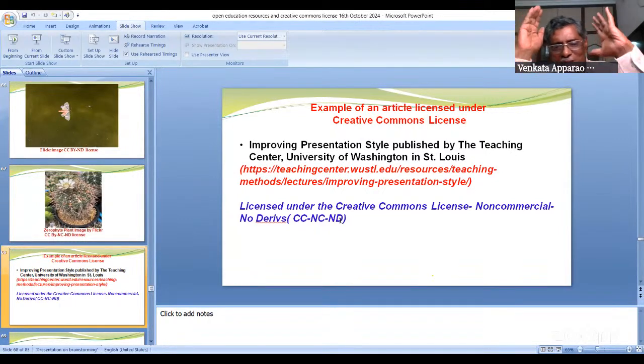It can be used only for non-commercial purposes and no derives. As it is, you can distribute to your students. You cannot modify. Non-commercial only. For commercial purposes, you cannot use. You cannot take that content, add some more content, publish in the form of a book and register under copyright. You cannot do that. CC, NC, ND.